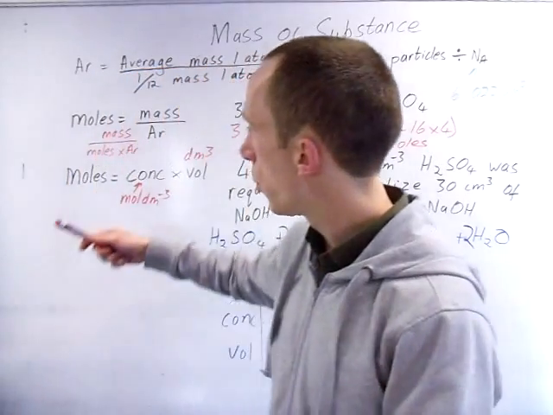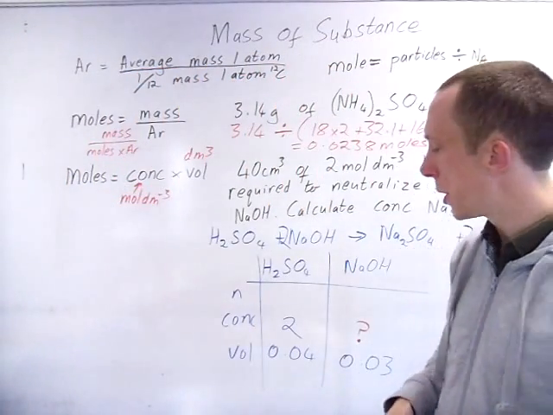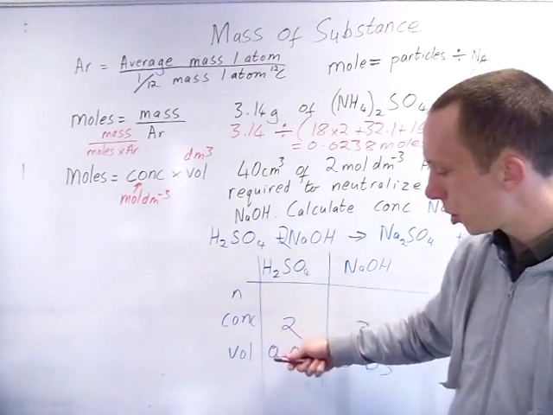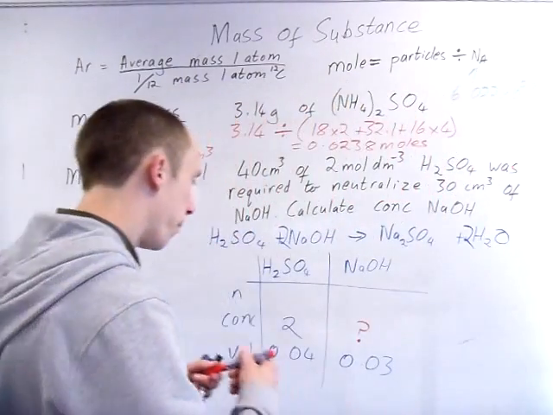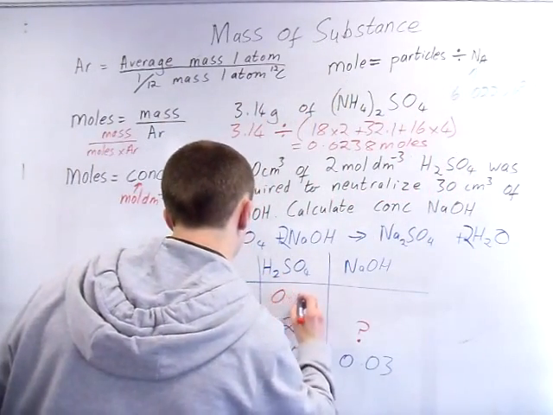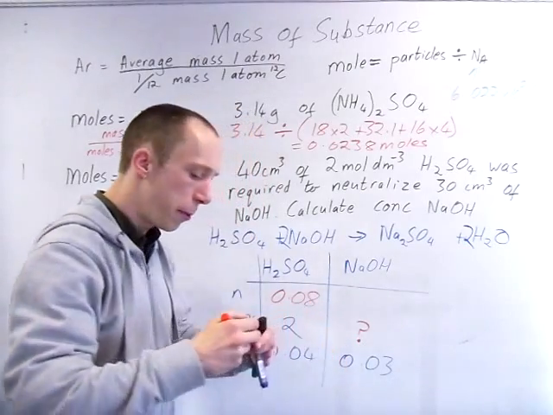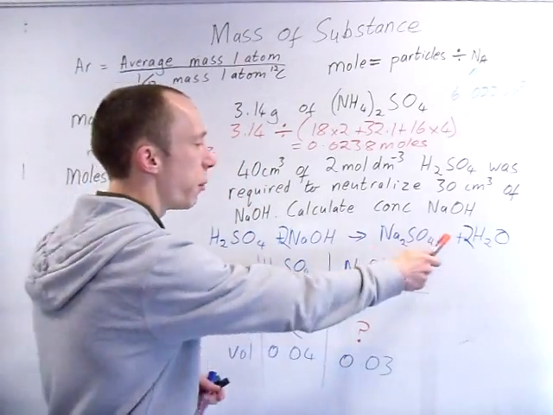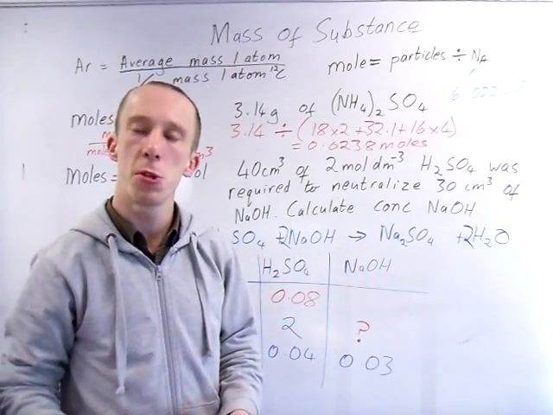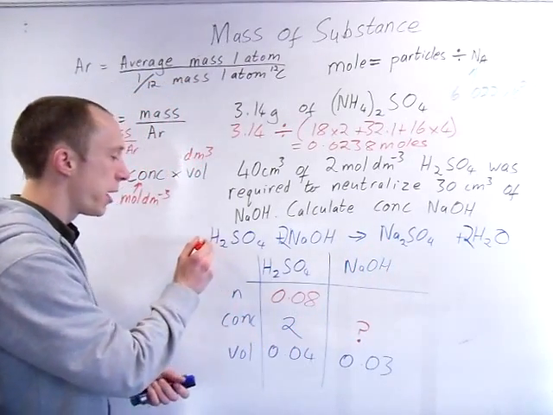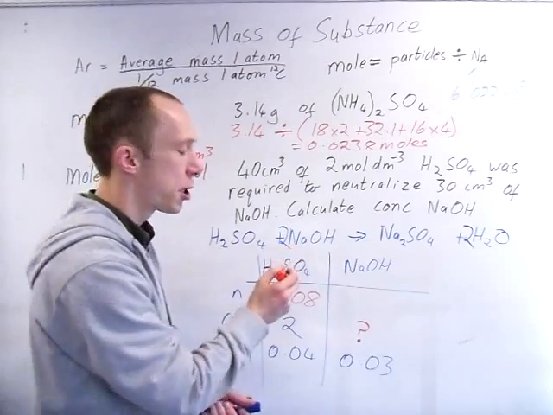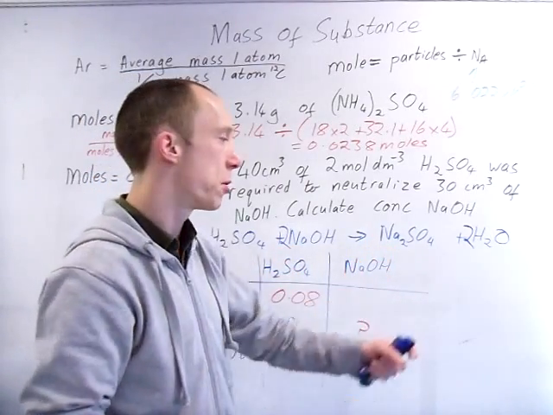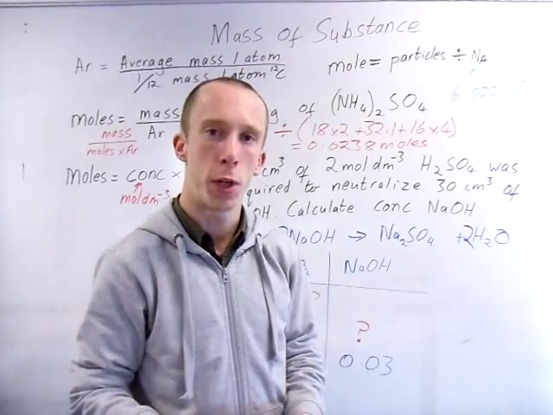So I'm going to use this equation, moles equals concentration times volume, because I've got a concentration and I've got a volume. So 2 times 0.04. So 0.08 moles of sulfuric acid. Now this equation, the reason why we had to balance it is because it tells us important information. It tells me 1 mole of sulfuric reacts with 2 moles of sodium hydroxide to give me 1 mole of sodium sulfate and 2 moles of water.